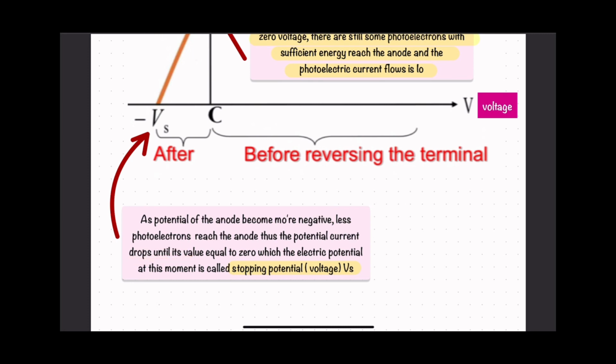Okay, which of the electric potential at this moment is called a stopping voltage, di mana no photoelectron yang akan reach the anode lagi. Okay, so sampai stopping potential tak ada lagi lah photoelectron yang akan reach pada anode because nilai I dah kosong.